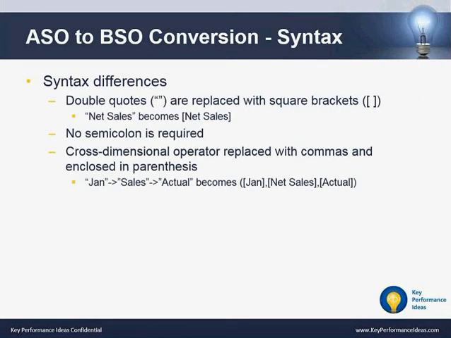So let's talk ASO to BSO conversion. The first thing is syntax. There are syntax differences. In BSO, we use double quotes around our members, and in MDX, we use our square brackets we were just talking about. No semicolon is required at the end of a function. Cross-dimensional operators are now replaced by commas and parentheses. So instead of having our little arrow cross-dimensional operators between each dimension, we now just have a comma and then we enclose the entire string within parentheses.